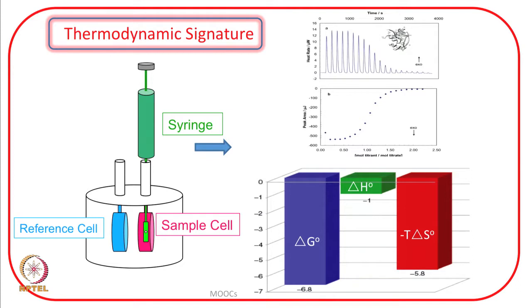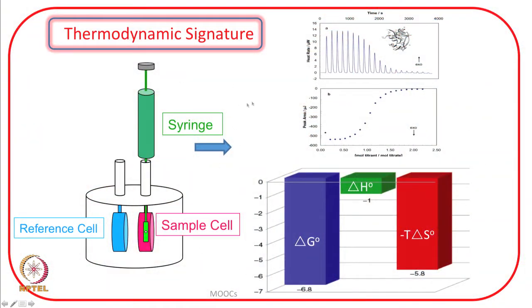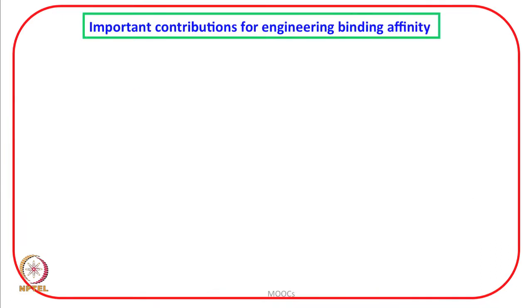And as I mentioned, when we want to engineer binding affinity in a drug molecule, we have to talk about the thermodynamic signature, which is shown in this figure. That means delta H naught and delta S naught are the two important contributions which will decide the sign and magnitude of delta G naught. So, what are the important contributions for engineering binding affinity?